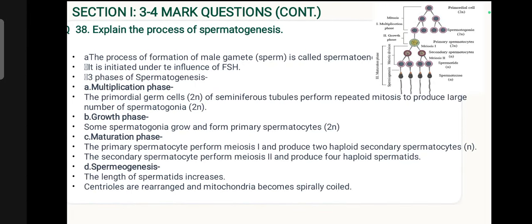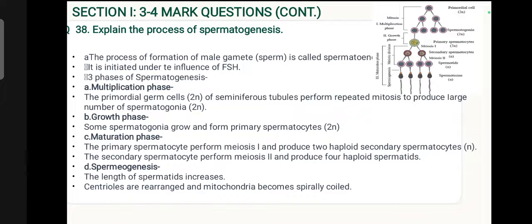Explain the process of spermatogenesis. The formation of male gametes is called spermatogenesis. It is initiated under the influence of FSH, follicle stimulating hormone. There are three phases: multiplication phase, growth phase, maturation phase, and then spermiogenesis.